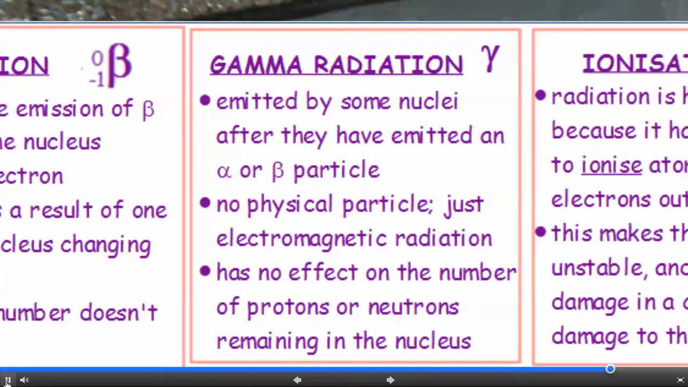Gamma radiation. Now, this is emitted by some nuclei after they've emitted an alpha or a beta particle. Now, gamma radiation isn't actually a physical particle, it's just electromagnetic radiation. It has no effect on the number of protons or neutrons remaining in the nucleus.